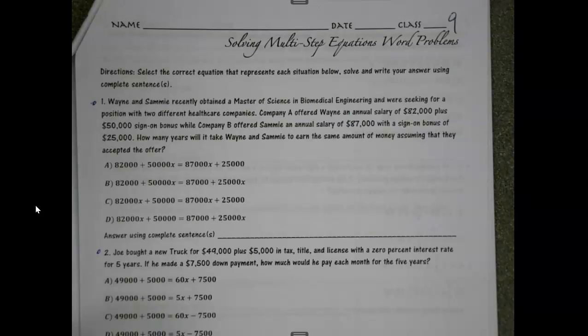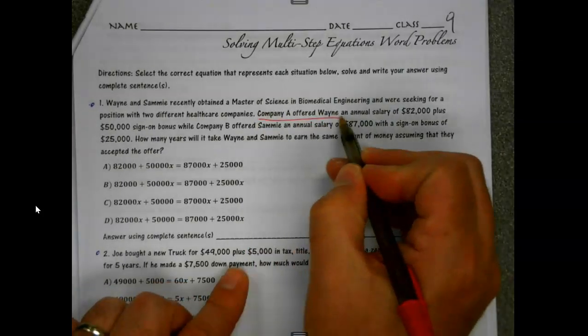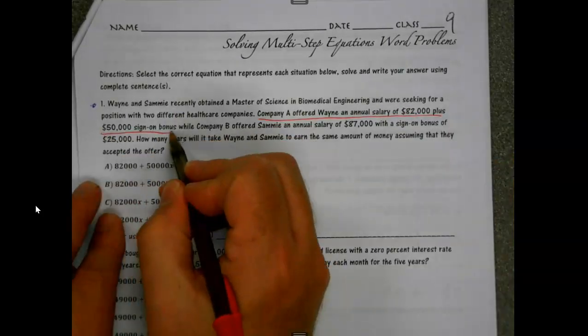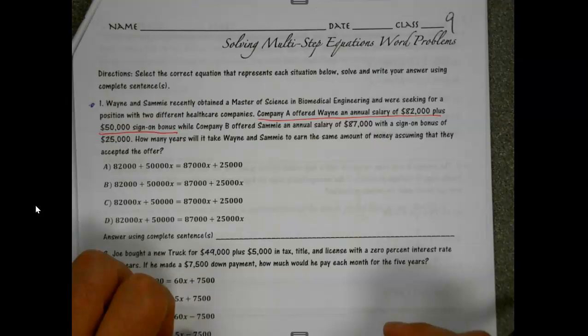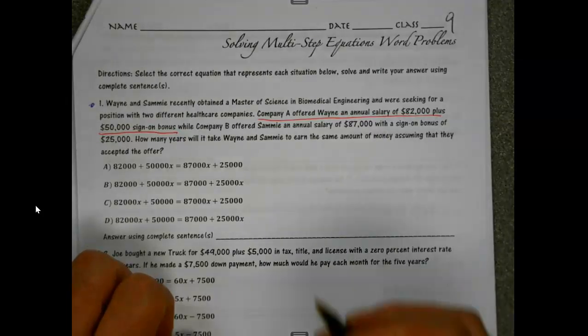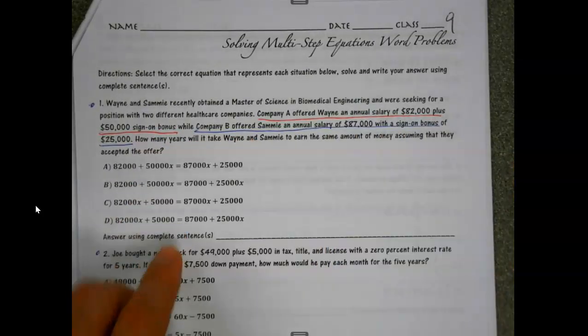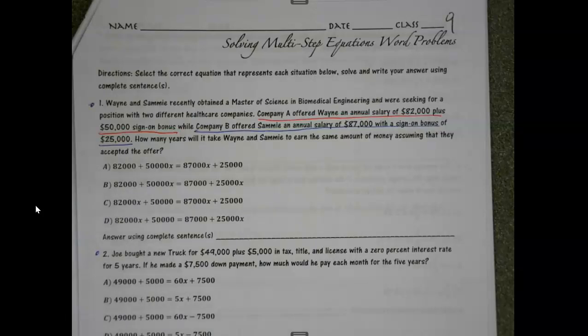Okay. Wayne and Sammy, Masters of Science in Biomedical Engineering, seeking a position for 2 different healthcare companies. Company A offered Wayne a salary of $82,000 plus a $50,000 sign-on bonus. Company B offered Sammy $87,000 and a sign-on bonus of $25,000. Oofda. All right.